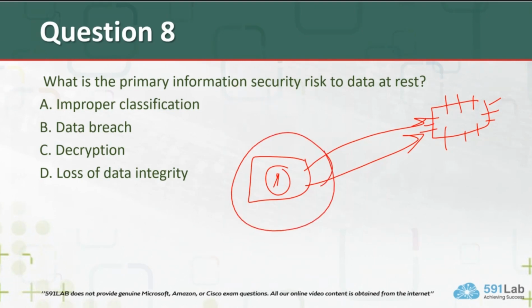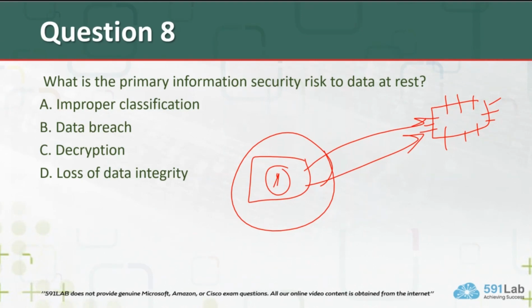So when data is saved, it's not moving, it's not being used. What is the primary risk that can happen to this data state? Is it improper classification? Is it data breach? Is it decryption? Or is it loss of data integrity?